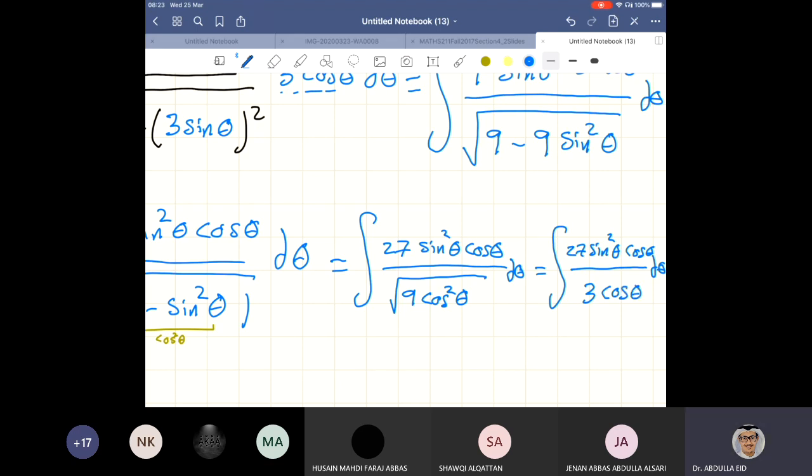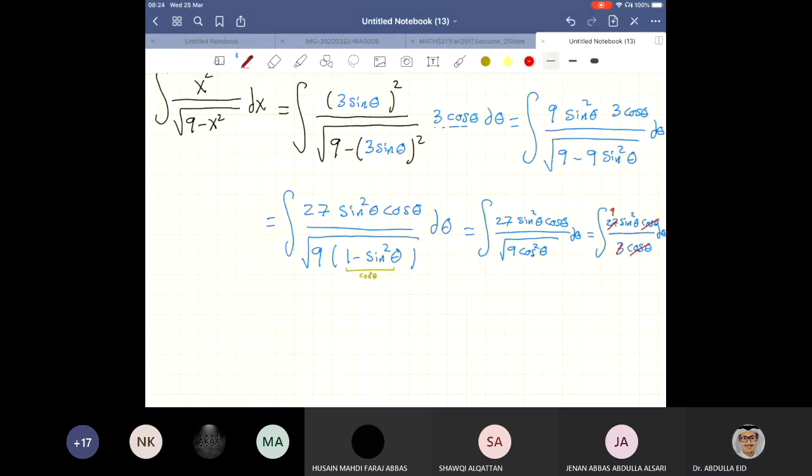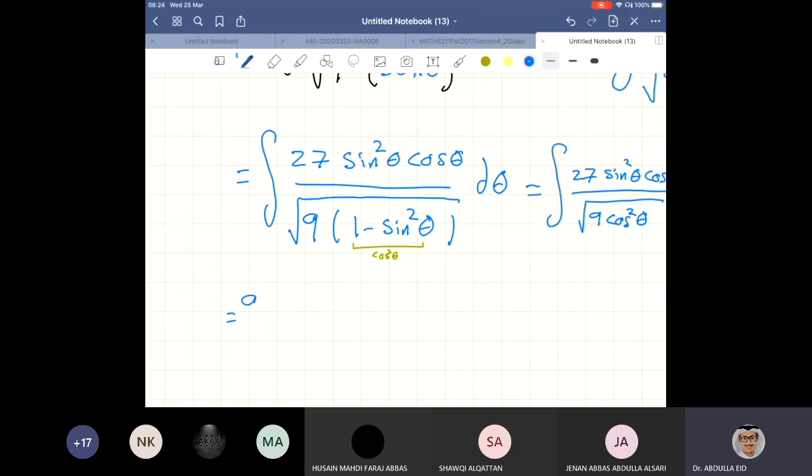And now it's the good news, because now it's the cancellation. So I would cancel cosine with cosine, and 27 with 3, I would just get 9. And then I can go outside. So we are going to get 9 integral of sine square theta d theta.